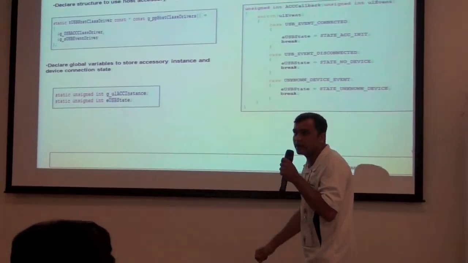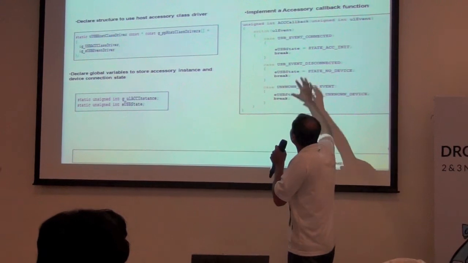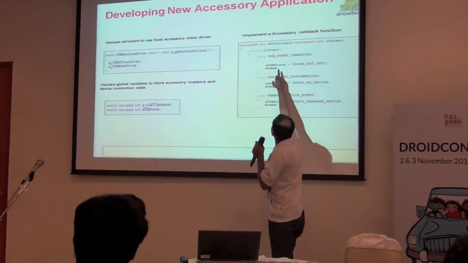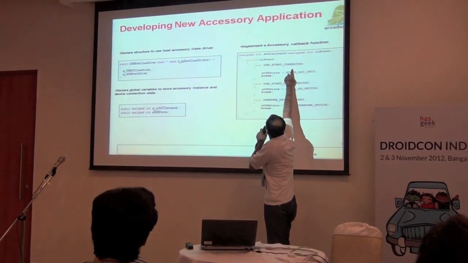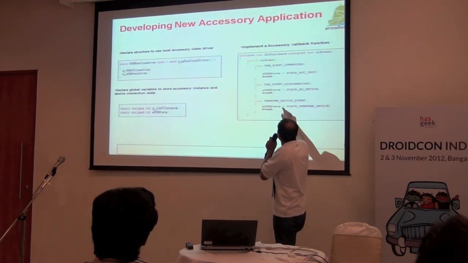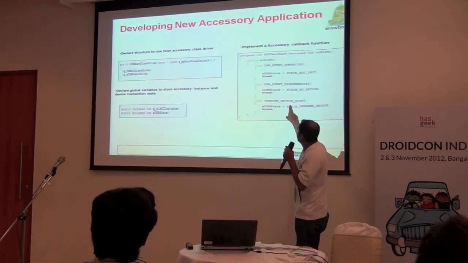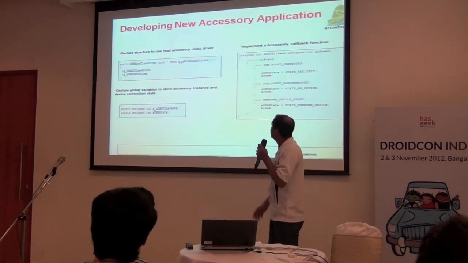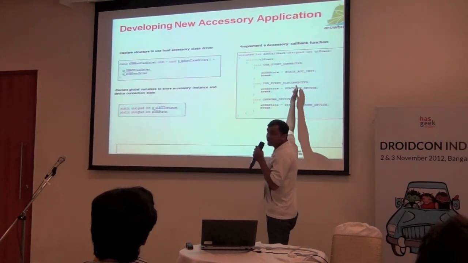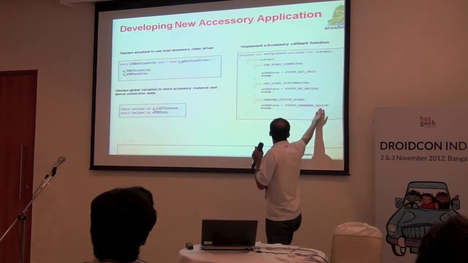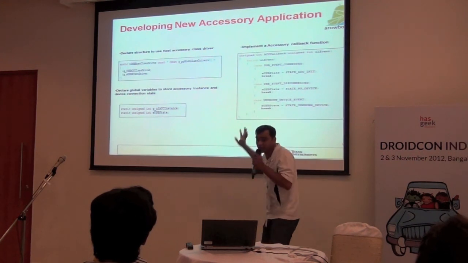wherein the lower layer will pass events once the accessory is connected, disconnected, or an unknown device is connected. It will invoke this callback with these events: USB event connected, disconnected, or unknown device connected. Like that, it will pass 3 events. So you can maintain a state, whether the device is connected or in an unknown device state, using a state variable.